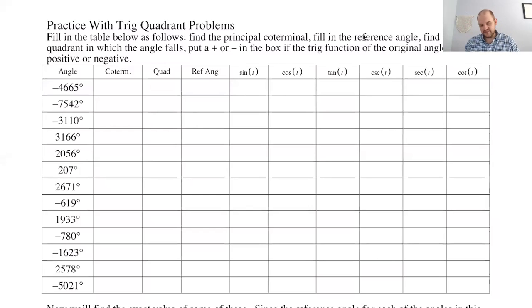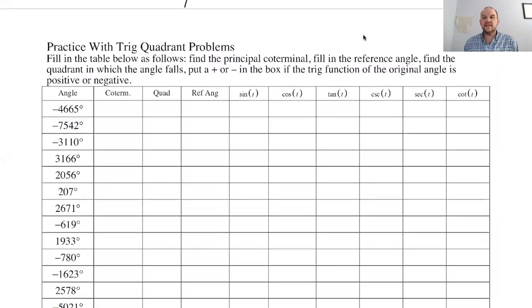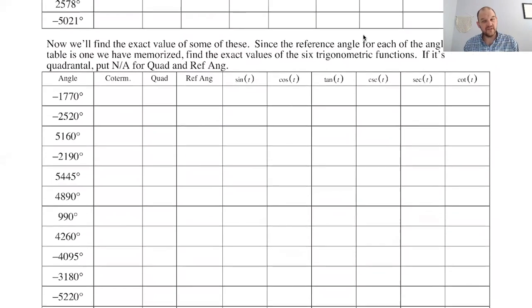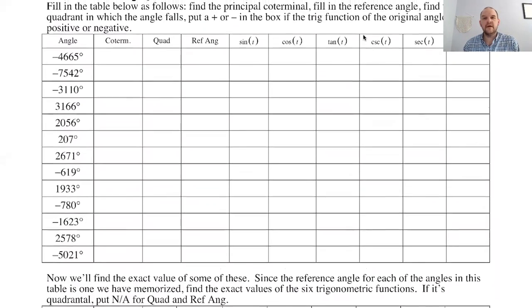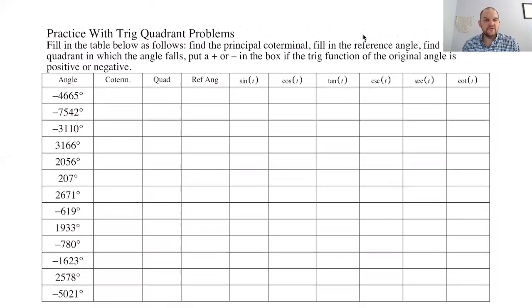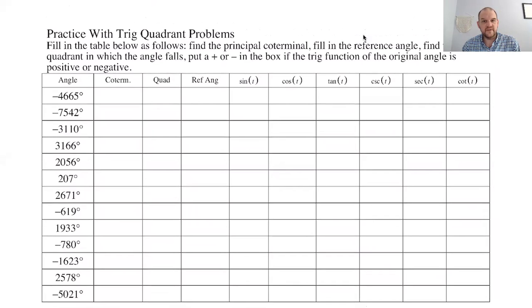All right, we're back. This is page 34 of math analysis, and it's kind of an intimidating page. Intimidating looking, at least. I don't know if it's intimidating to do. We will find out as we do it. So what we want to do is fill in the table below as follows. Find the principal coterminal angle. We're definitely using a calculator for at least some parts of this.